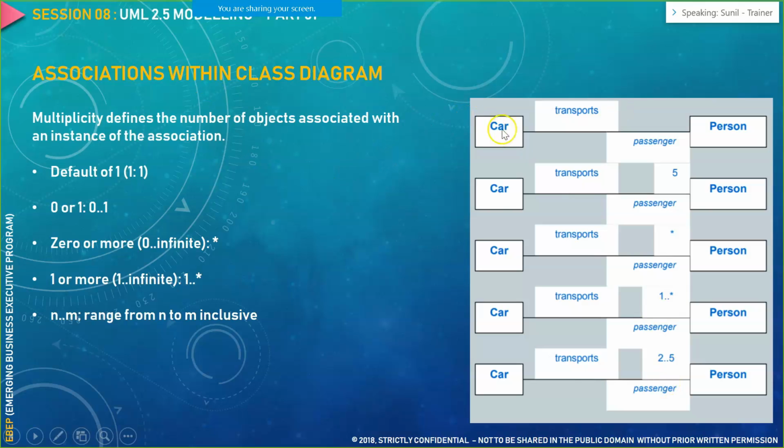So this way you can show the association relationship between them. One car transports one person, one car transports 5, one car transports many persons, or one car transports infinite persons, and then two cars transport 5. So this way, depending on your object number and depending on the object of the other class, you can specify an association, whether it's 1 to 1, 1 to many, 0 to many, 1 or more, or many to many.